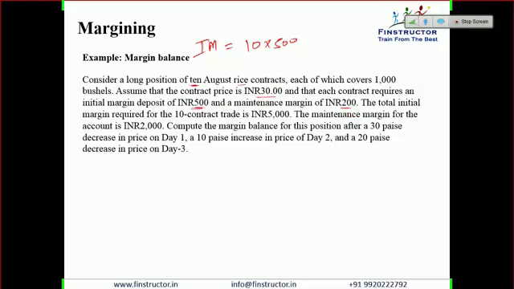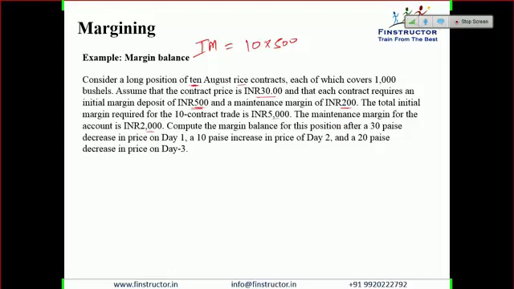So until 200 the exchange won't bother you, but if your margin account goes below 200, then you'll have to bring it back up to 500. So the total initial margin for the 10 contract trade is 5000, as we also calculated. Maintenance margin will be 2000.